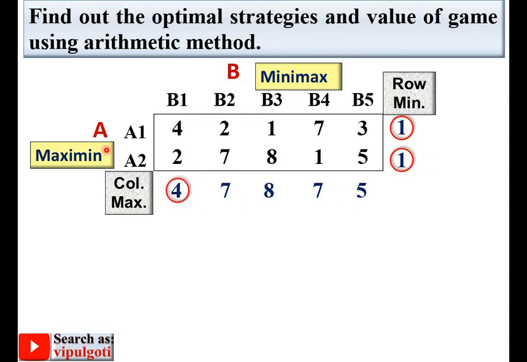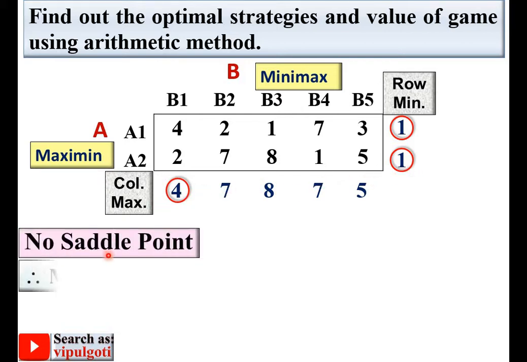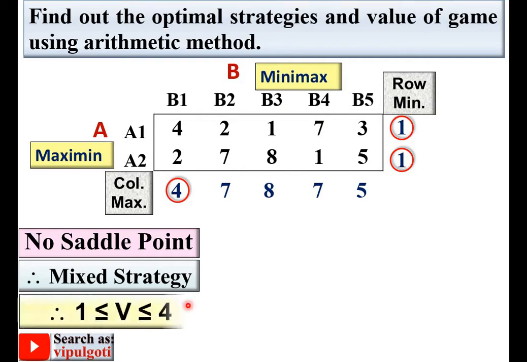Look at this: the maximin value and minimax value are not the same. So we can say there is no saddle point, and so you can't directly find the value of gain or the optimal strategies. But at least you can conclude that the value of gain must be in between these two values. With no saddle point, it is called a mixed strategy problem. If a saddle point is there, then it is a pure strategy problem. Our conclusion is the value of gain must be between the maximin and minimax values.